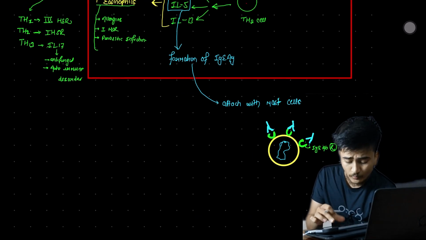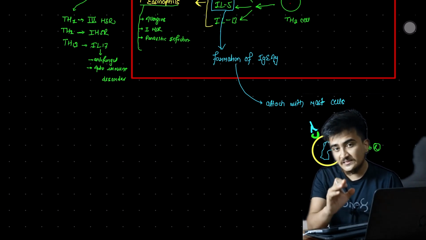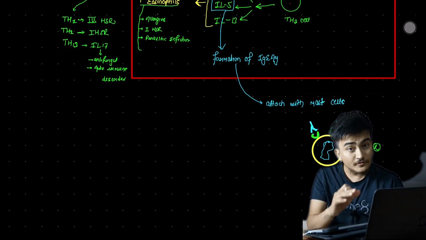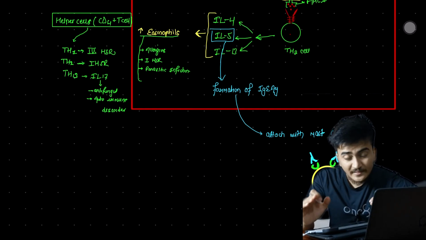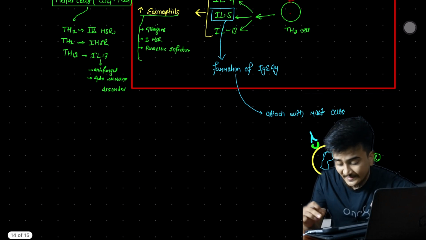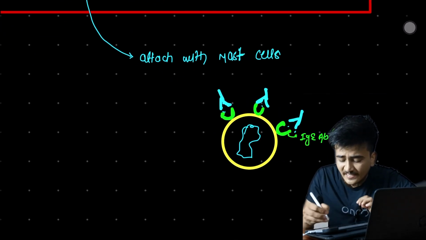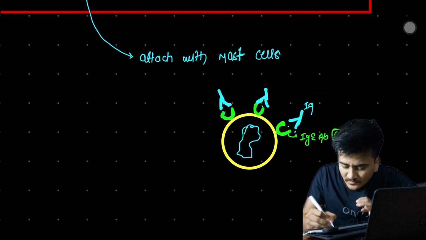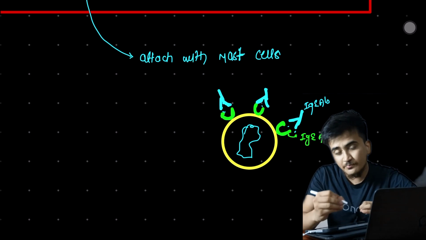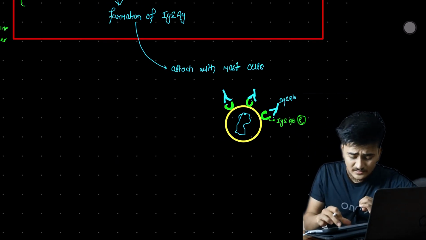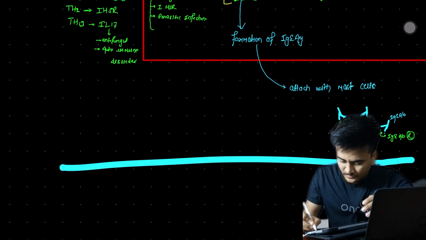Now here the condition that we are discussing is antigen entering in body for the first time. Look here, for the first time when antigen enters into the body, eventually at the end there will be the production of IgE antibody, and these antibodies will be attached to the receptor present on mast cells.